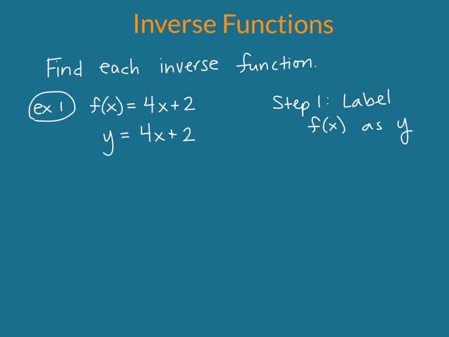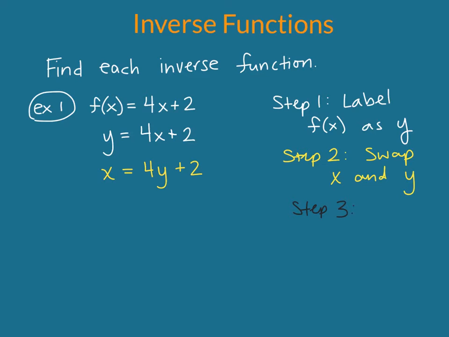Keep it easy. All right, the next thing that we're going to do is swap x and y. That's what inverse means. So swap x and y. So instead of y equals, it's going to be x equals. And instead of 4x, it's going to be 4y plus 2. Then the last thing that we got to do is solve for our new y.